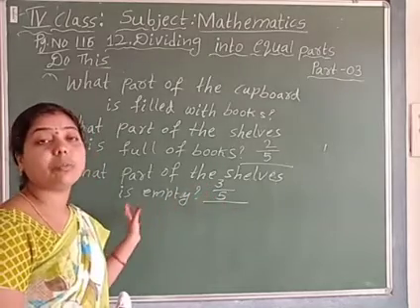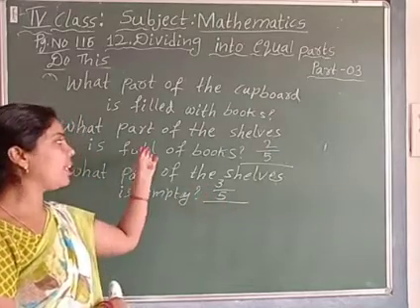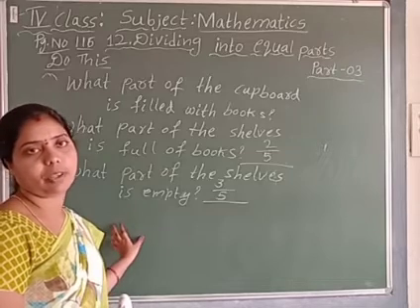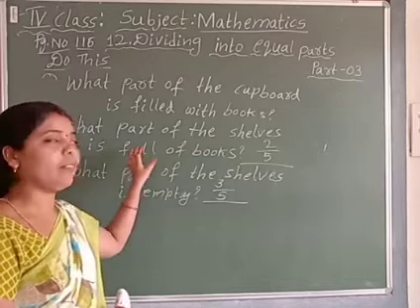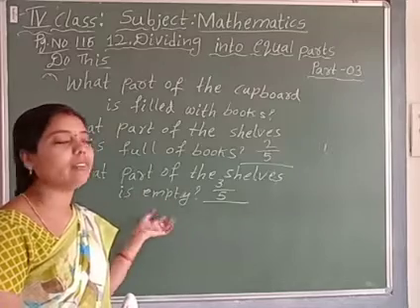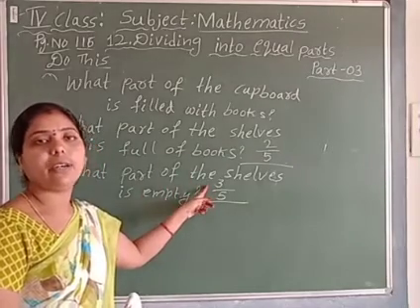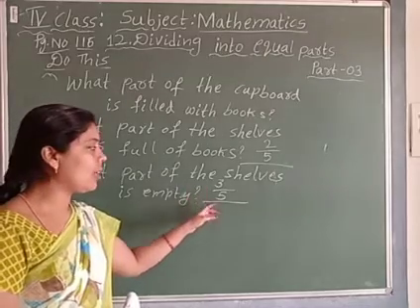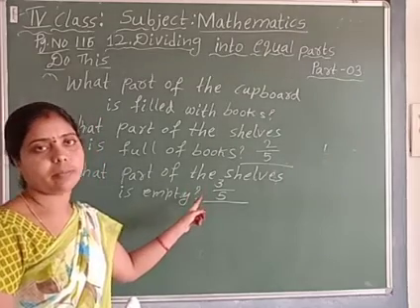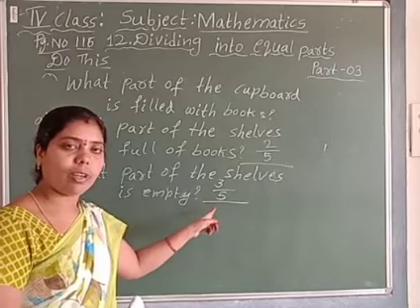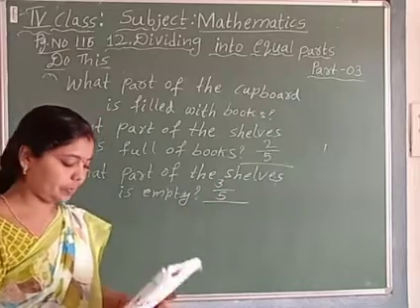So next, which part will we take? Here only the full of books we are taking. Here are the empty cells. Yes or no? Here full cells, here empty cells. So which part we are taking, that one only will be written in the numerator place. So how many parts is it divided into? That one only is written in the denominator place. You will remember, children: up one is the numerator, down one is the denominator.